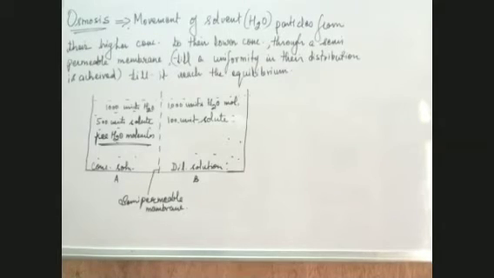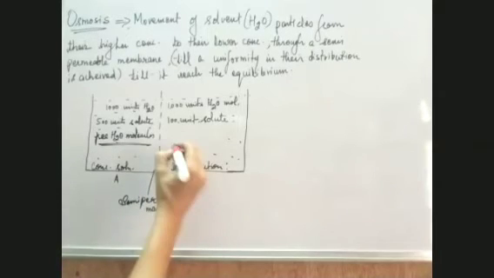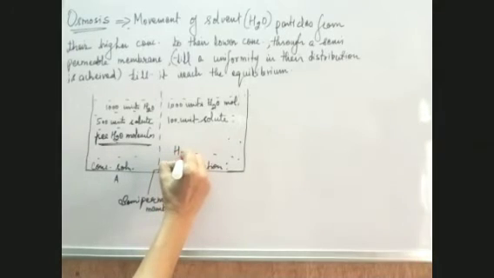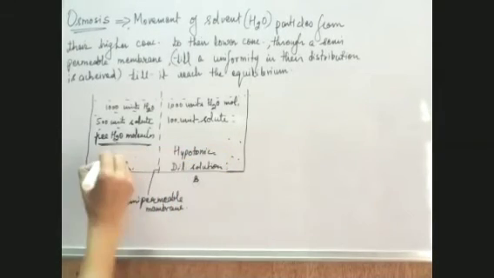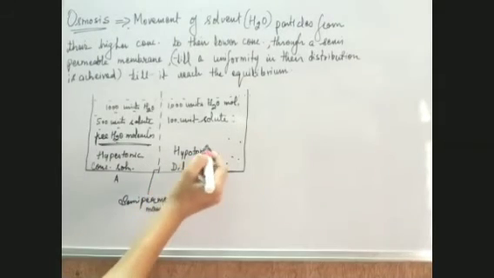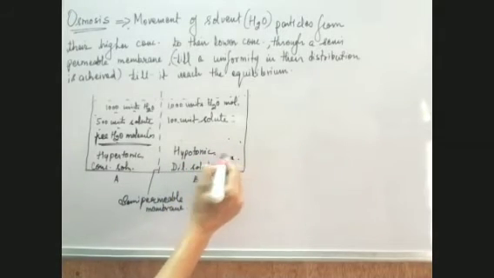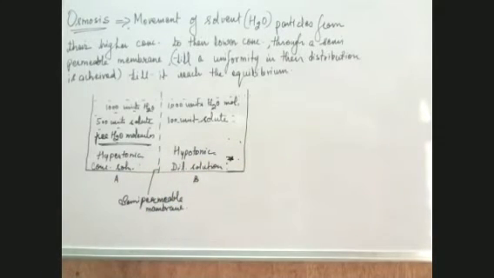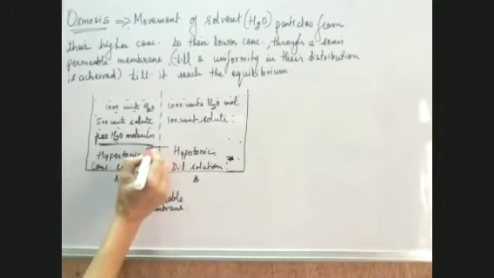Now Rohan is saying from B to A. Yes, it will be from B to A because it is a hypotonic solution. This solution is a hypotonic solution and this solution is a hypertonic solution. So the free water molecules are more in the B compartment. Free water molecules are more here and they are less here. So where the free water molecules are more, they will move towards the area where the free water molecules are less. That means the movement of water will be from here to here.